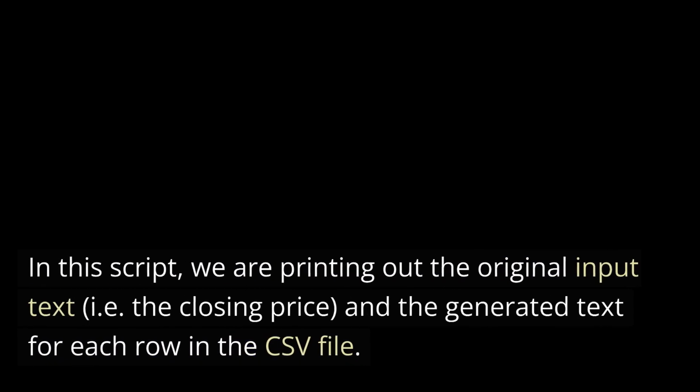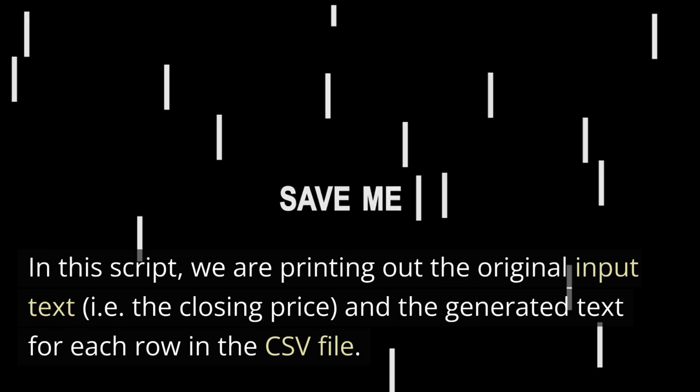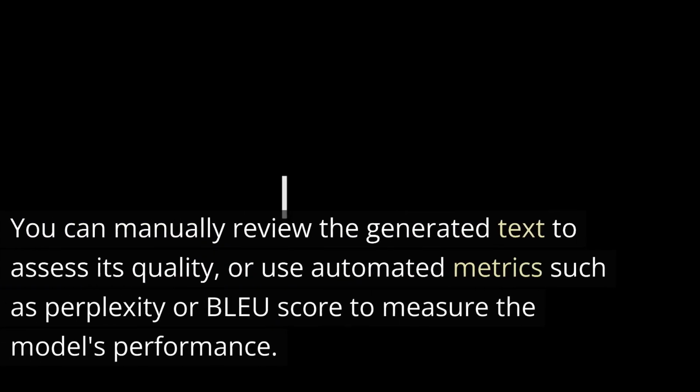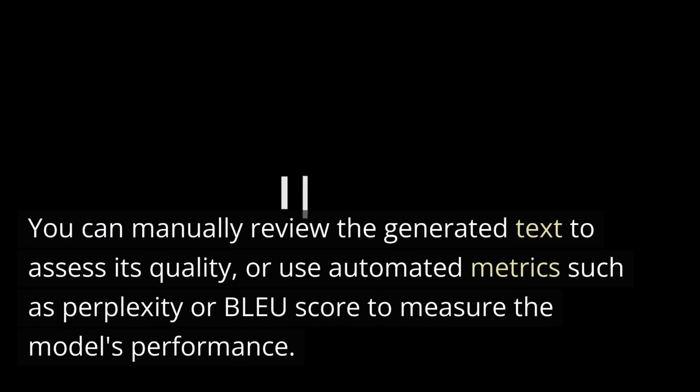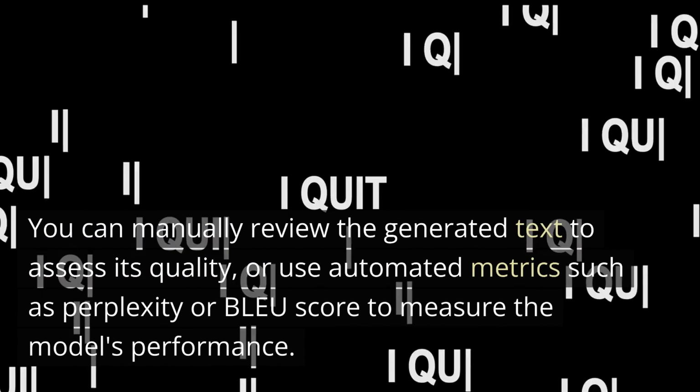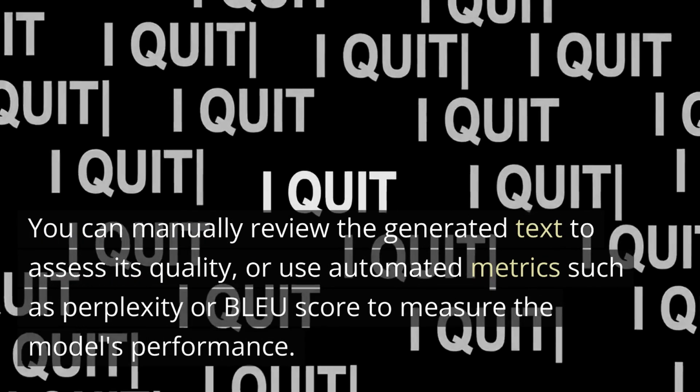In this script, we are printing out the original input text, i.e. the closing price, and the generated text for each row in the CSV file. You can manually review the generated text to assess its quality, or use automated metrics such as perplexity or BLEU score to measure the model's performance.